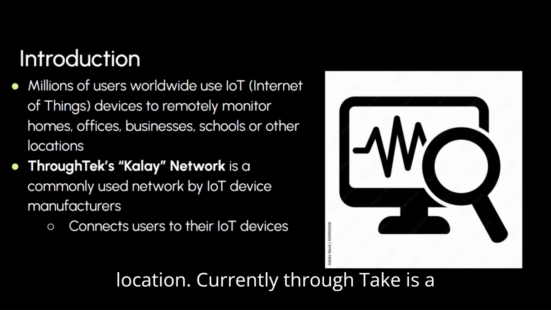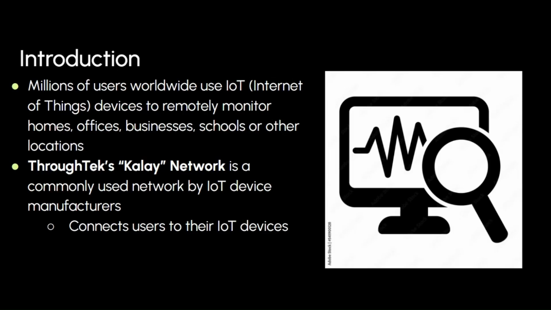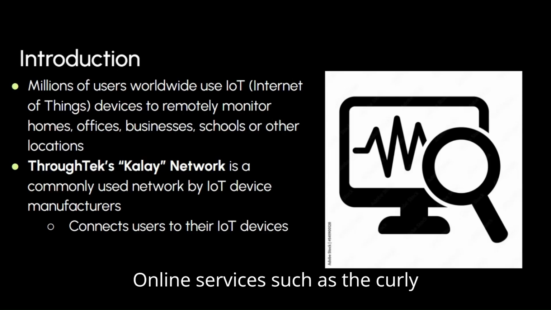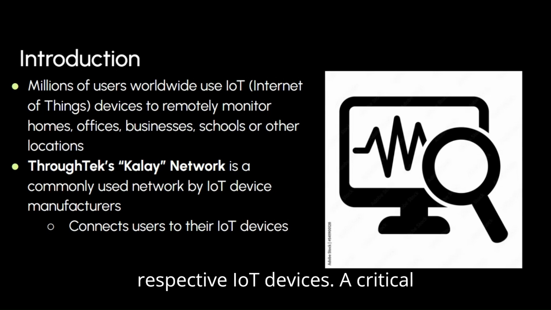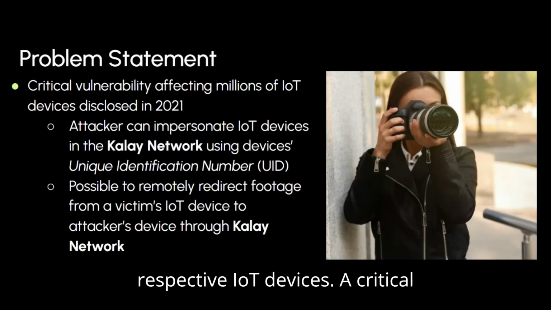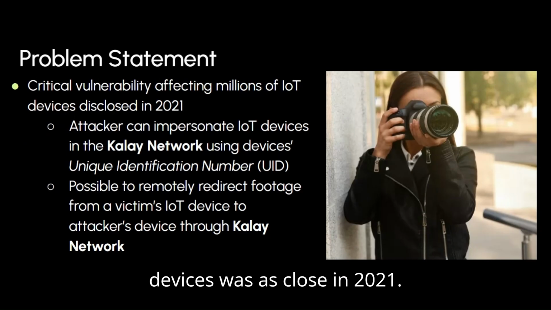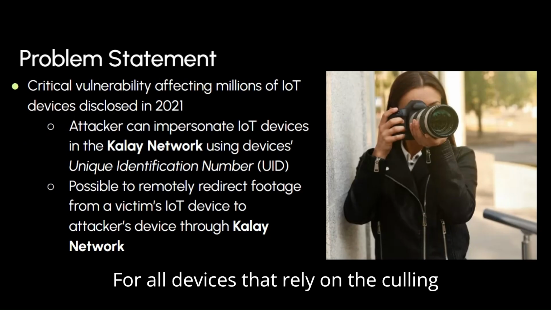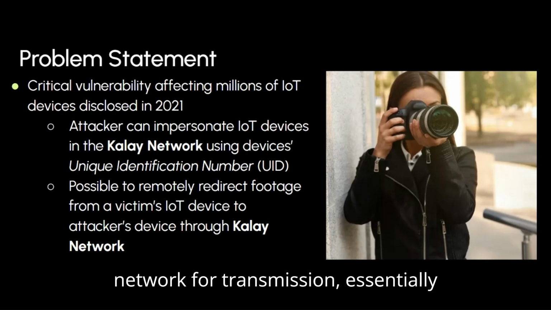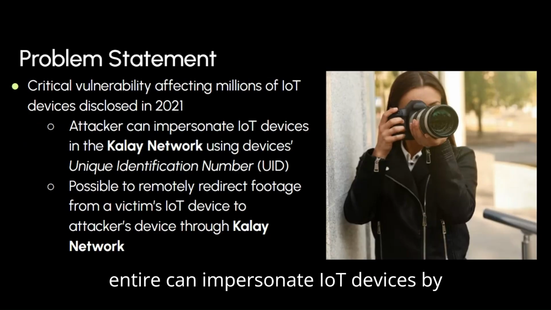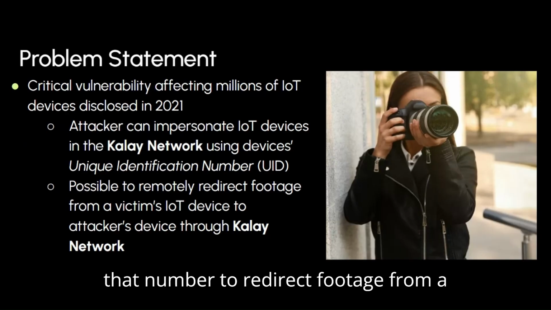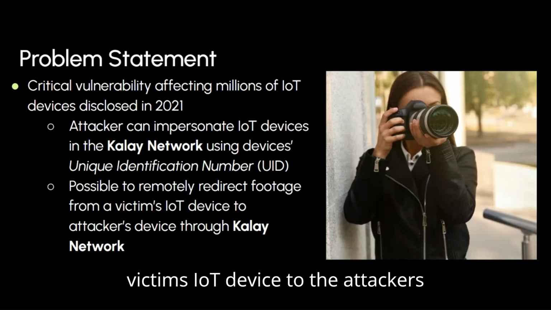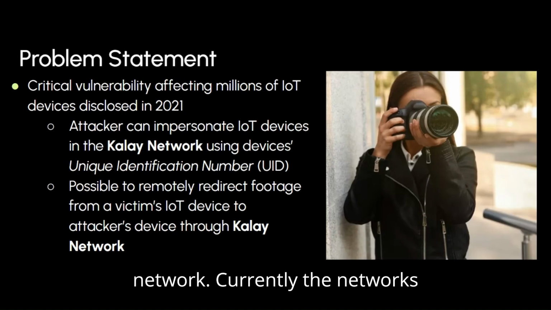Currently, ThroughTek is a company that provides online services, such as the Kalay network in this case, to a lot of IoT device manufacturers, which allows them to help connect the users to their respective IoT devices. A critical vulnerability affecting millions of IoT devices was disclosed in 2021 for all devices that rely on the Kalay network for transmission. Essentially, the attacker can impersonate IoT devices by using the device's UID number and then later use that number to redirect footage from a victim's IoT device to the attacker's control device through the Kalay network.